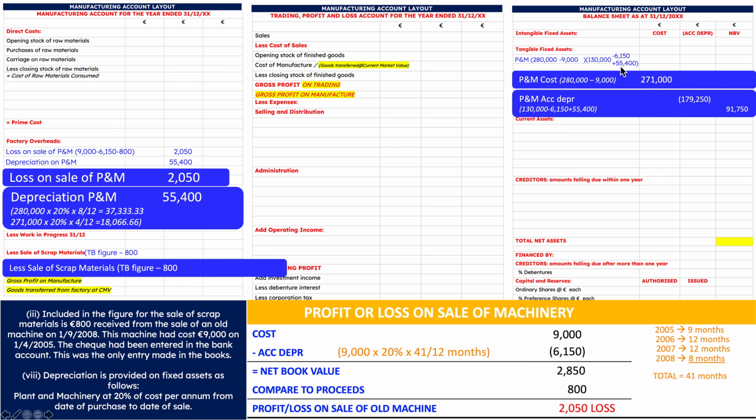We'll then add that to the accumulated depreciation, and we will take away the accumulated depreciation from the old machine there. So in total then, accumulated depreciation is 179,250. So 271 and then minus 179,250 is 91,750 net book value.